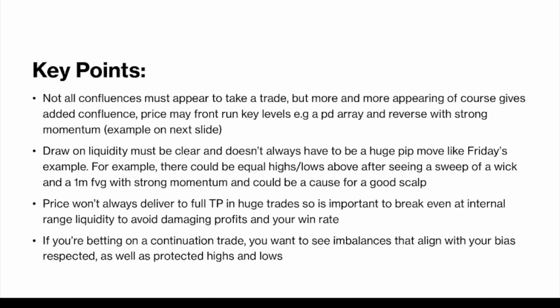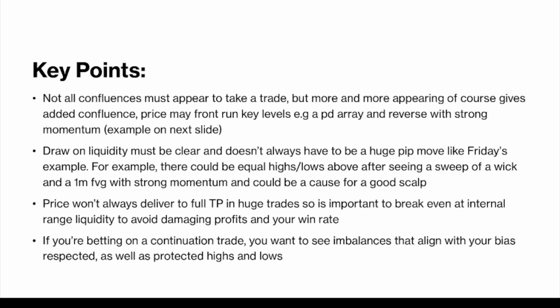Of course, the more that line up means the more textbook and kind of golden the setup is, but you shouldn't be held back by not every confluence appearing. Your draw and liquidity must be clear and doesn't always have to be a huge pip move like Fridays, for an example. Obviously, another example here, there could be equal highs and lows above or below after seeing a sweep of a wick, and a 1 minute IFVG with strong momentum could be a cause for a good scalp, normally maybe a 15, 20, 30 pip scalp there.